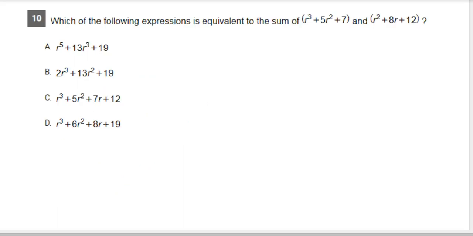All right, number 10 follows very similar to number 9. We have a polynomial here, r cubed, r squared. We have r's, we have constants or just numbers. And we're manipulating those. We're adding or subtracting or multiplying or dividing. Well, in this question it says, which of the following expressions is equivalent or is equal to? Keyword here is the sum. Sum means add.